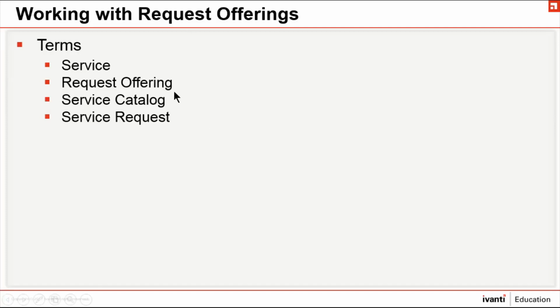The next thing is request offerings. That's what we're going to build when we go in and create a request offering. We'll decide what somebody might want and then what information we would need to fulfill that request. Those are the kind of things that would go into a request offering. Once a request offering is built, it's going to go into the service catalog so your customers can put in a request for that service.